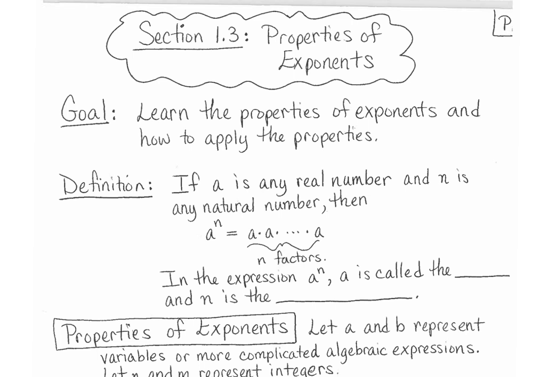Here, if A is any real number and N is any natural number, then A raised to the N means we multiply A times itself N times. So there are N factors of A. In this expression, A to the N, A is called our base. N is called the exponent. Okay?